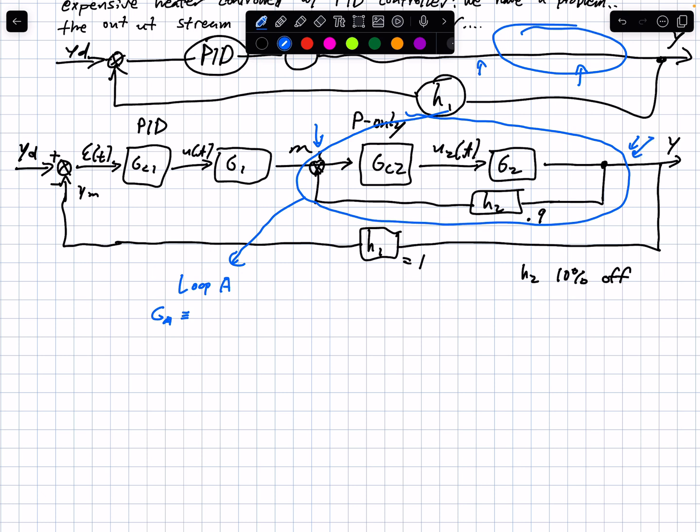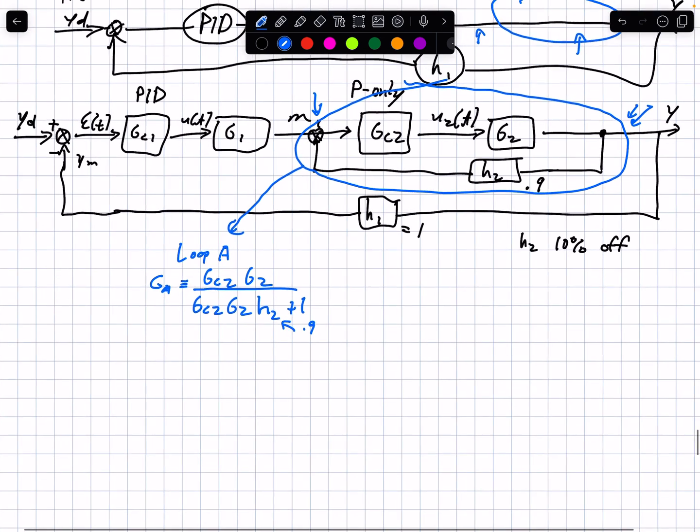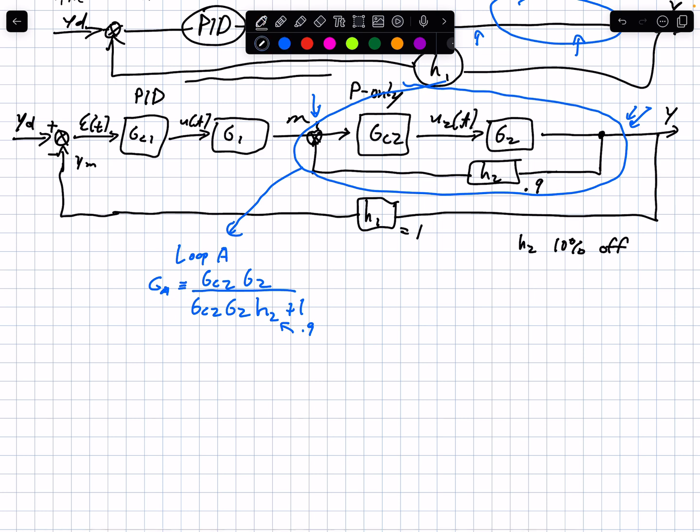So that function is just going to be GC2, G2, and then you're out of the loop, so then you're going to divide by your closed loop, which is going to be GC2, G2, H2, plus 1. Remember, H2 is 0.9, okay? So we have GA, and then let's get the function for the overall process.